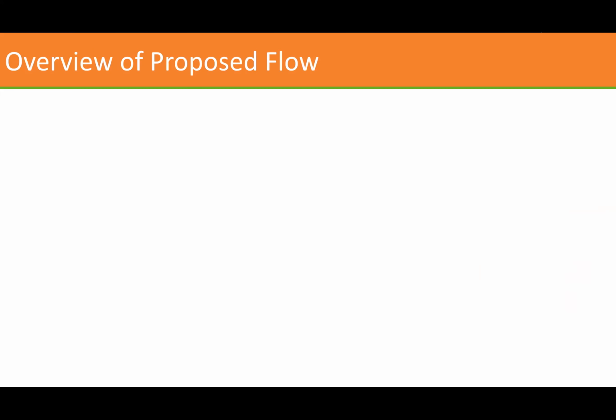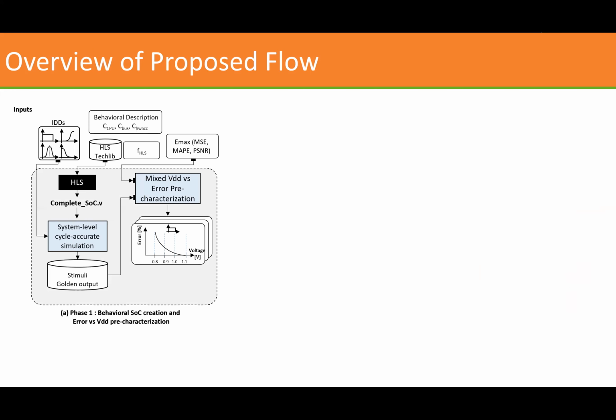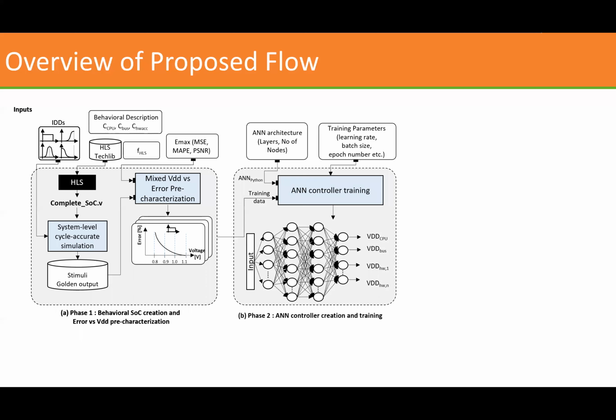So the proposed flow that we developed is divided into 3 phases. Phase 1 is to develop the behavioral SoC itself, and we also do the errors versus VDD pre-characterization that will be needed for approximations. In phase 2, we will develop the ANN-based controller that will control the voltage of different SoC modules, and we will train it using the simulation data we get from the previous phases.